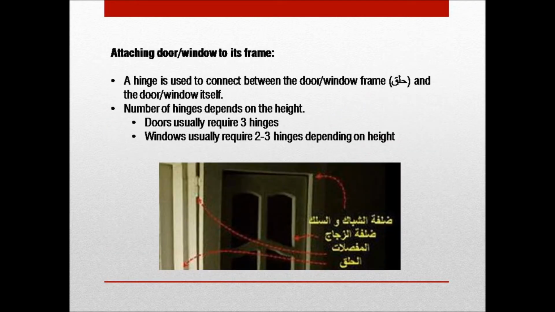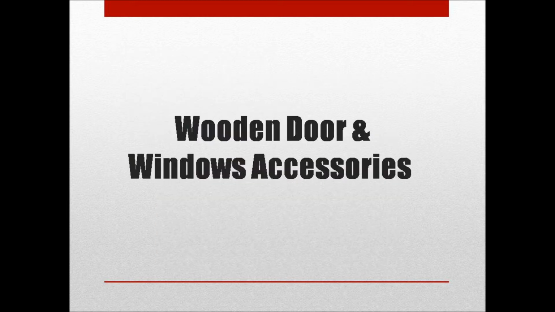Then we have the attachment of the door or window to its frame, and a hinge is used for that connection. The number of hinges depend on the height. Doors usually require 3 hinges, and the windows require 2 to 3 depending on the height.